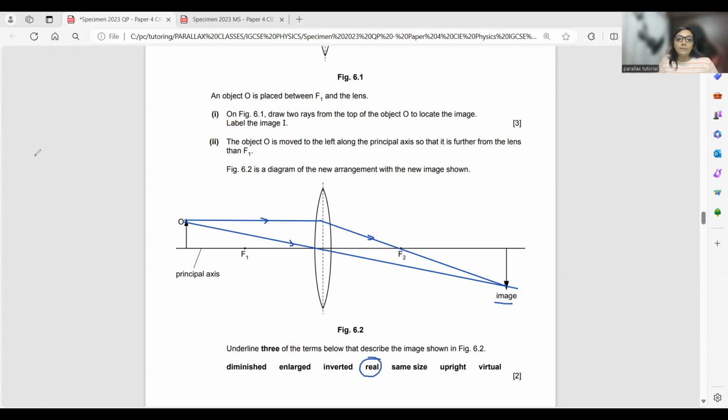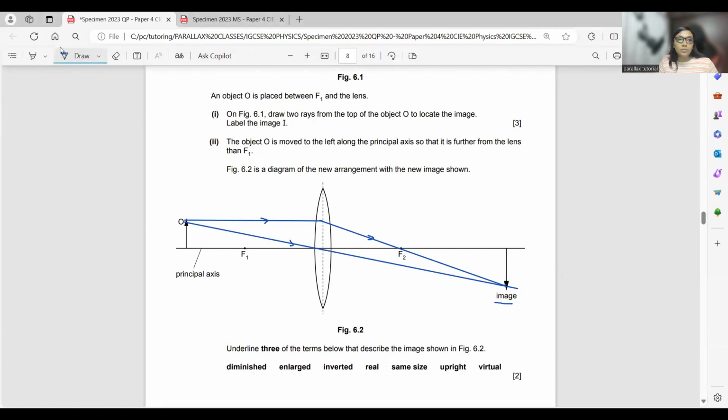So if you have to label 3 of the characteristics of the image, what would you do? It is a real image. What else do you see? It's an inverted image, right? And is it diminished? Is it enlarged? I think it's enlarged. It looks enlarged. It is not virtual and it is not same size, right? So these 3 would be the characteristics of the image, and that's where you get the 2 marks. I hope this was clear.